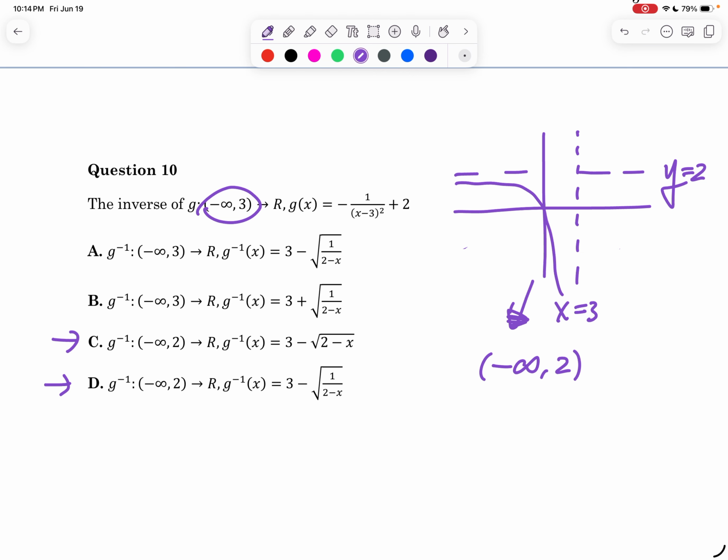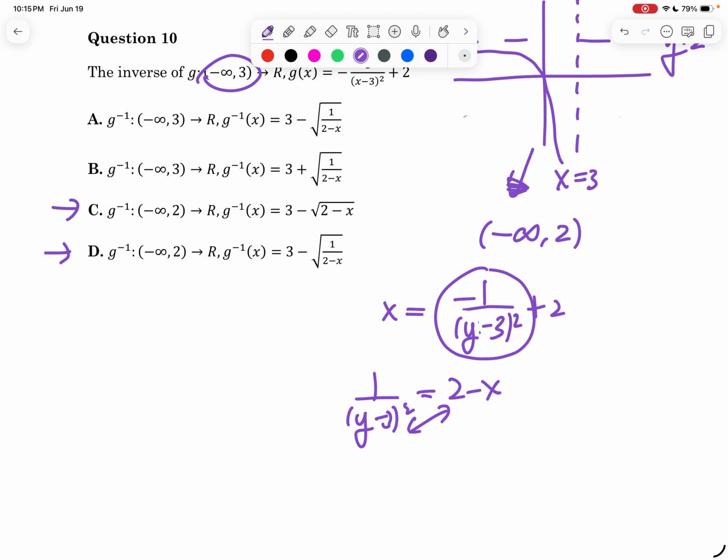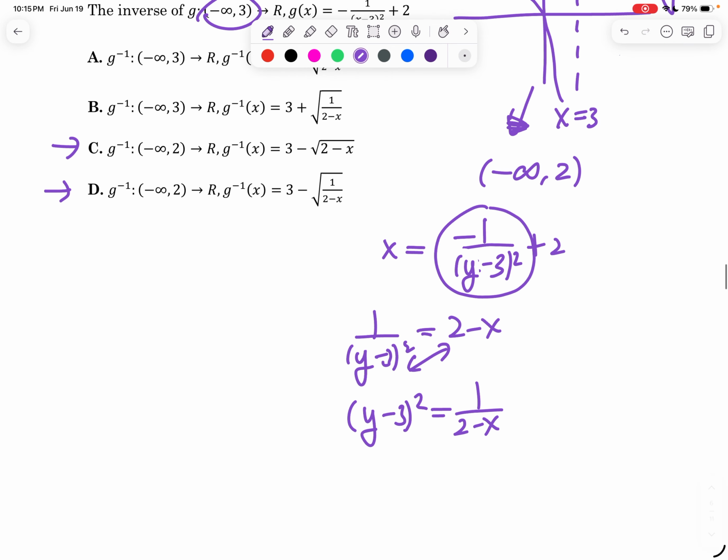And if you let y equal f of x, swap x and y, you get x as negative 1 on y minus 3 squared plus 2. Bring the 2 to the other side first. Negative 1 on, actually, this is negative, bring it to the other side and make it positive. So 1 on y minus 3 squared is equal to 2 minus x. We can switch these two. Y minus 3 squared is 1 on 2 minus x.